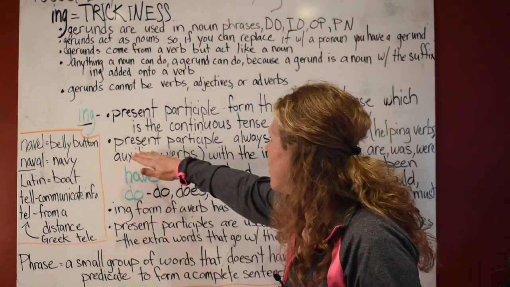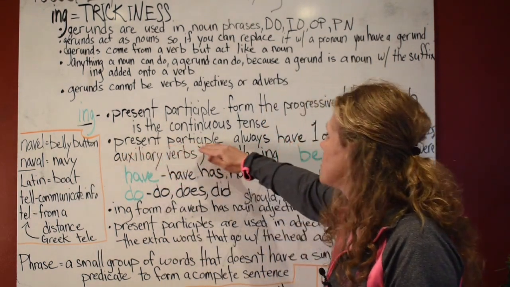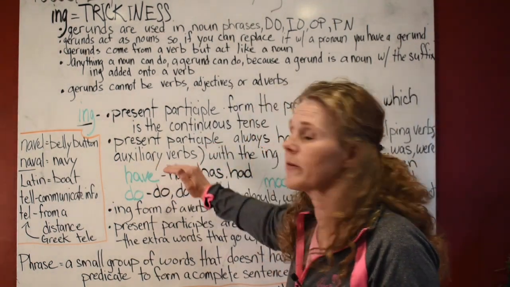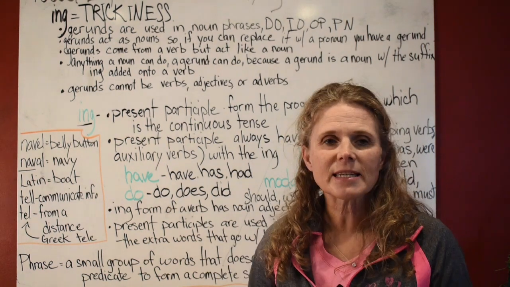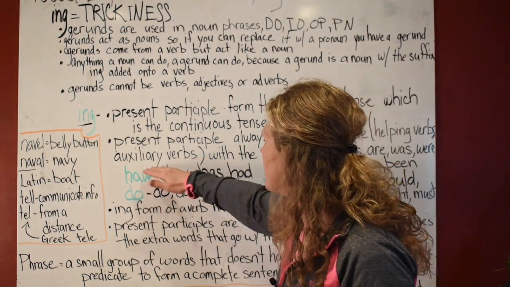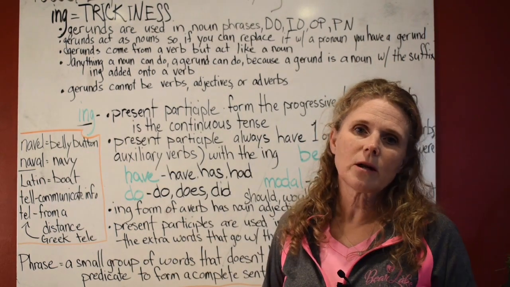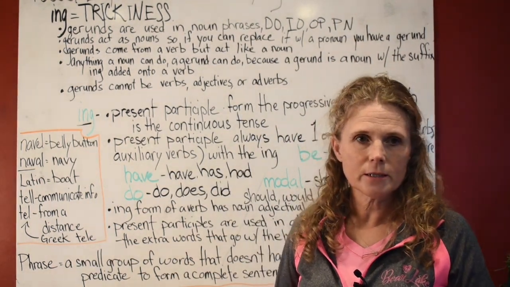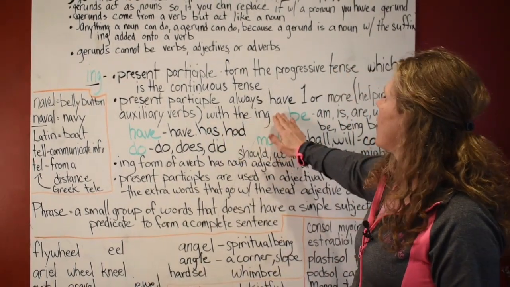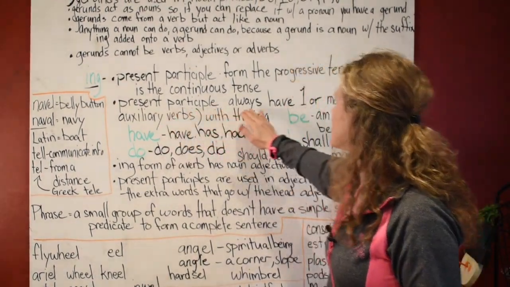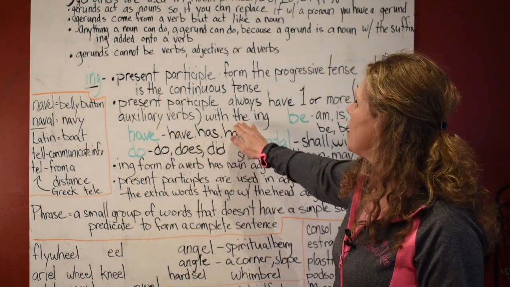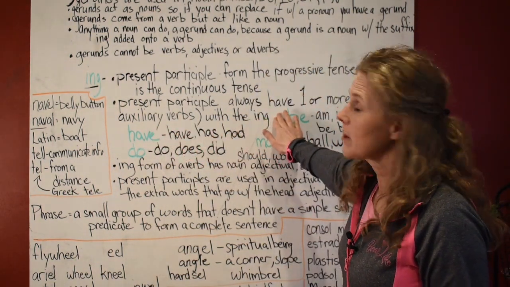Now you have present participles. They always have one or more helping verbs or auxiliary verbs. Helping verbs are the exact same thing as auxiliary verbs. Okay? So when you hear, oh, that's an auxiliary verb, what is it? It's a helping verb, right? But they have ING to it. So present participles always have one or more helping verbs or auxiliary verbs with the ING.